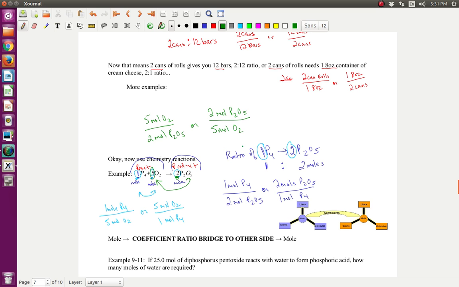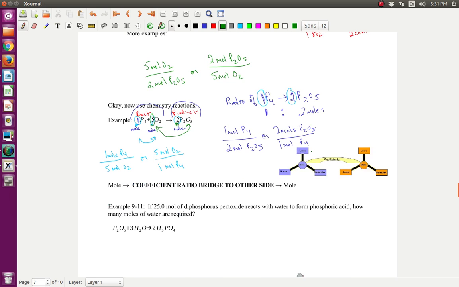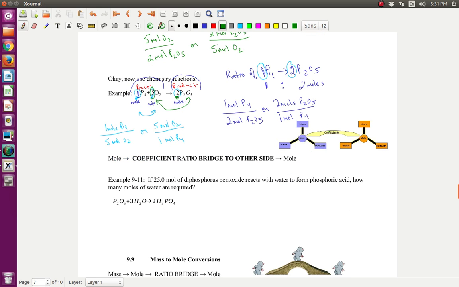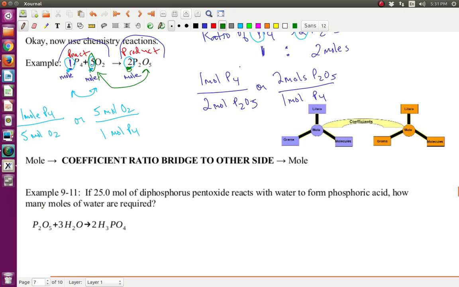And these ratios create something called the coefficient ratio bridge. And that, if I could zoom in on this over here, you might see that it says coefficient. Maybe I'll do that for just a second. There it is, the coefficient ratio bridge. Right there, coefficients. Now, the coefficients come from the mole ratios. The mole ratios that we've been doing right here. These are the mole ratios. That's what they are, mole ratios.